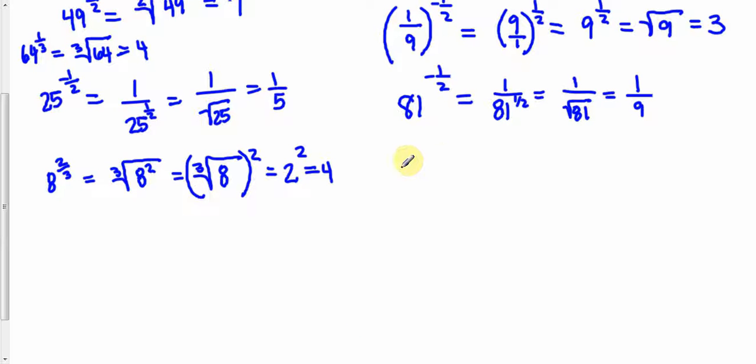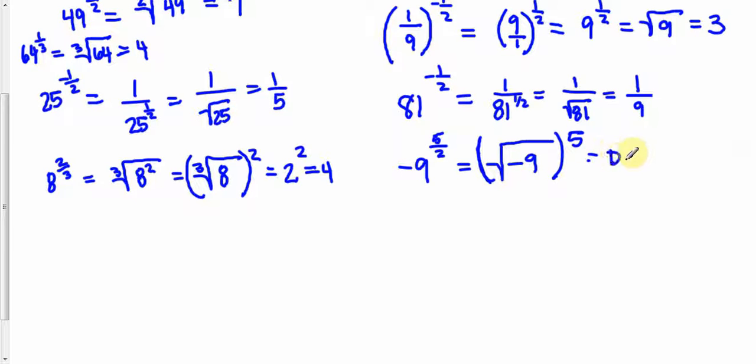Okay, what about this problem? Negative 9 to the 5/2. The bottom number is the index on the radical, so that would be the square root of negative 9 to the 5th power. Can you take the square root of a negative number? No. So I don't know how they're going to say it, but I would say it does not exist.